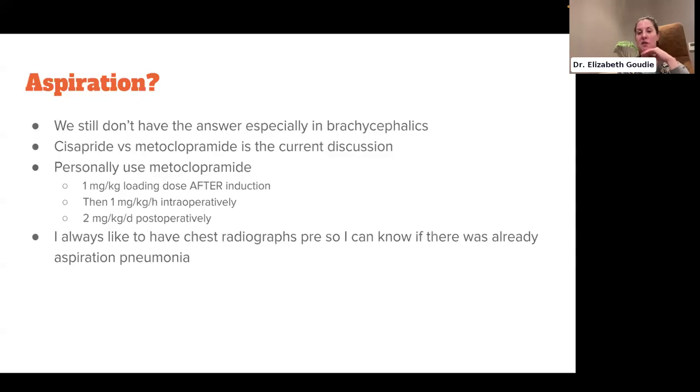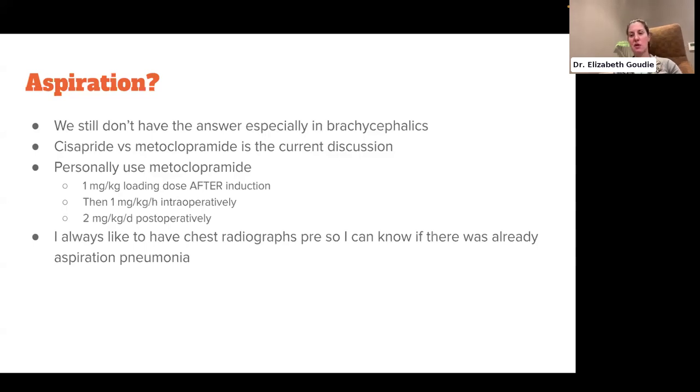So normally I'll give them the mg per kg dose once I've induced them, and then I will start the mg per kg per hour metoclopramide CRI and try to stop that within 30 minutes of the end of anesthesia. And then I'll put them onto 1 or 2 mgs per kg per day. But we just really don't know what the best choice is.